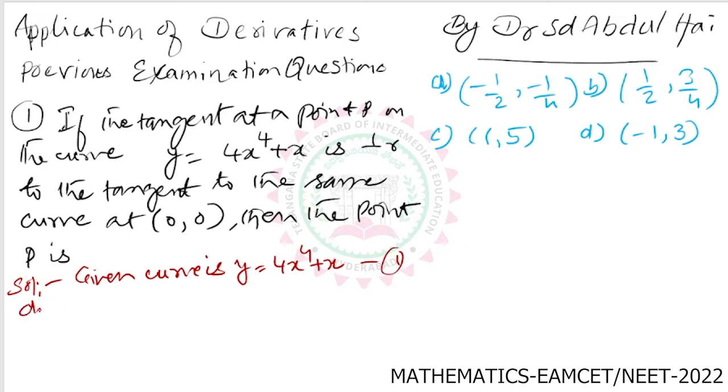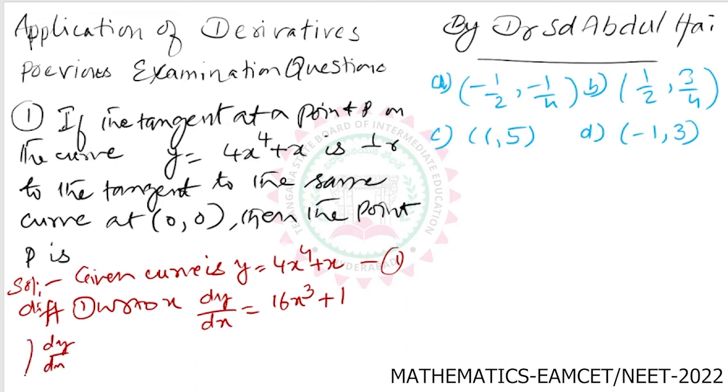So, if I want to get the slope, I differentiate with respect to x. So this is nothing but dy by dx is equal to 4 fours are 16x cube plus derivative of x is 1. Suppose this dy by dx is at some point x1 comma y1, then this becomes 16 x1 cube plus 1. Is it clear?